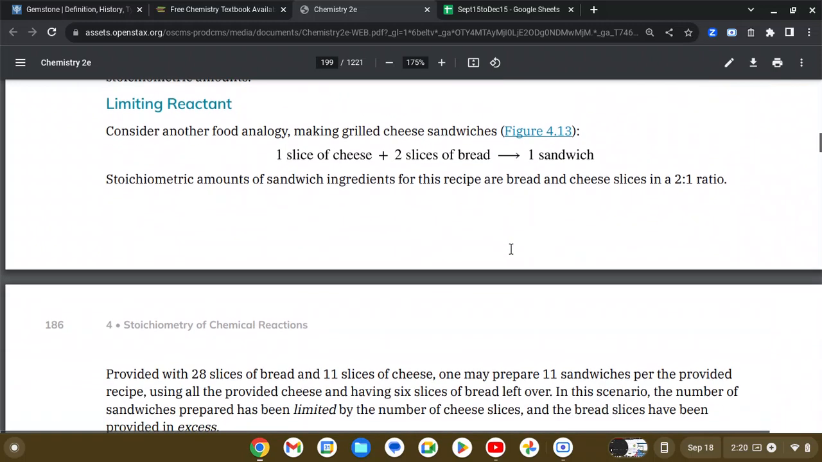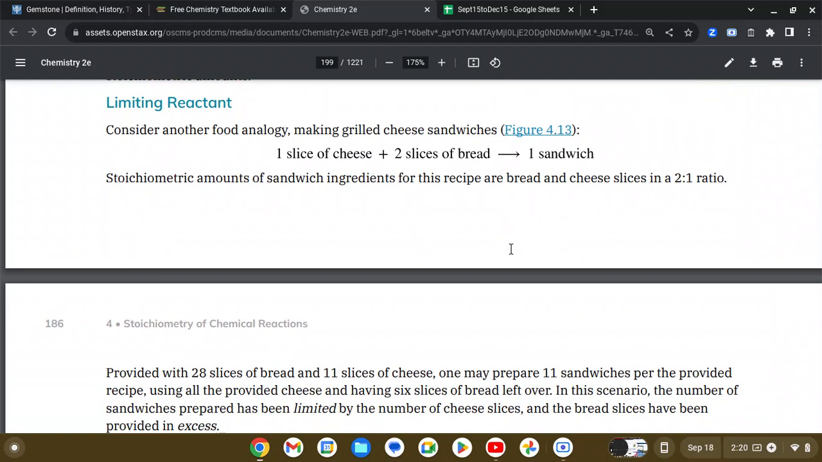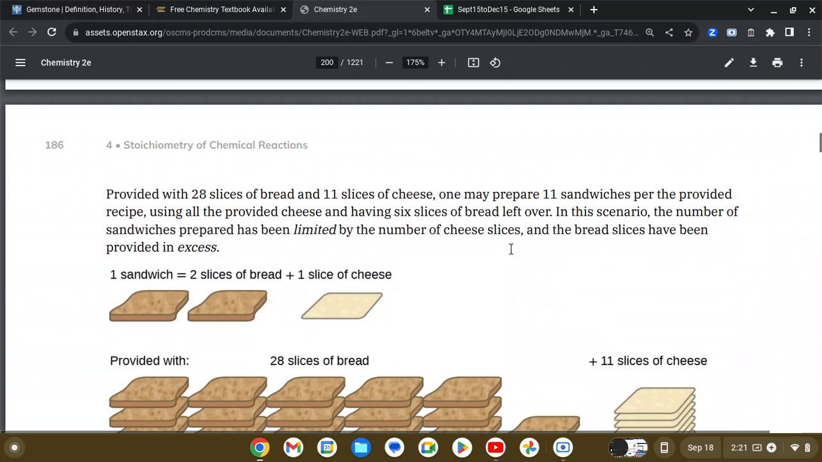Limiting reactant. Consider another food analogy, making grilled cheese sandwiches. 1 slice of cheese plus 2 slices of bread equals 1 sandwich. Stoichiometric amounts of sandwich ingredients for this recipe are bread and cheese slices in a 2-to-1 ratio. Provided with 28 slices of bread and 11 slices of cheese, one may prepare 11 sandwiches per the provided recipe, using all the provided cheese and having 6 slices of bread left over. In this scenario, the number of sandwiches prepared has been limited by the number of cheese slices, and the bread slices have been provided in excess.